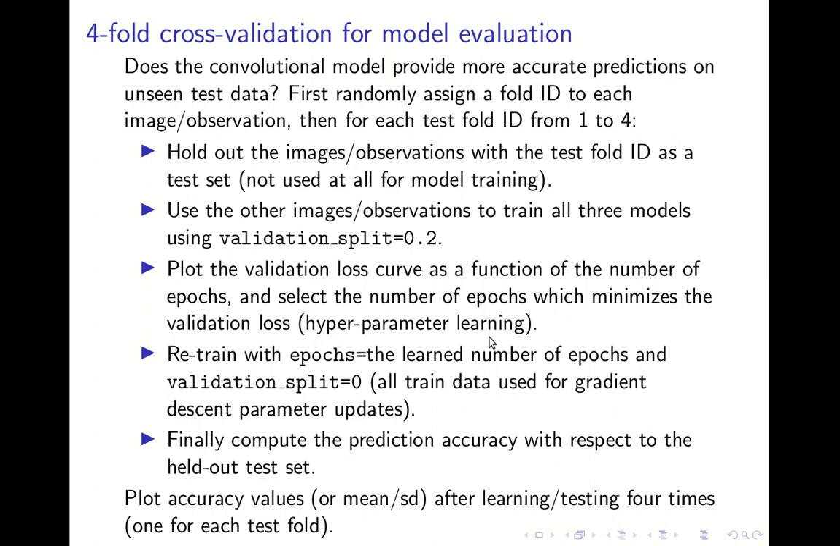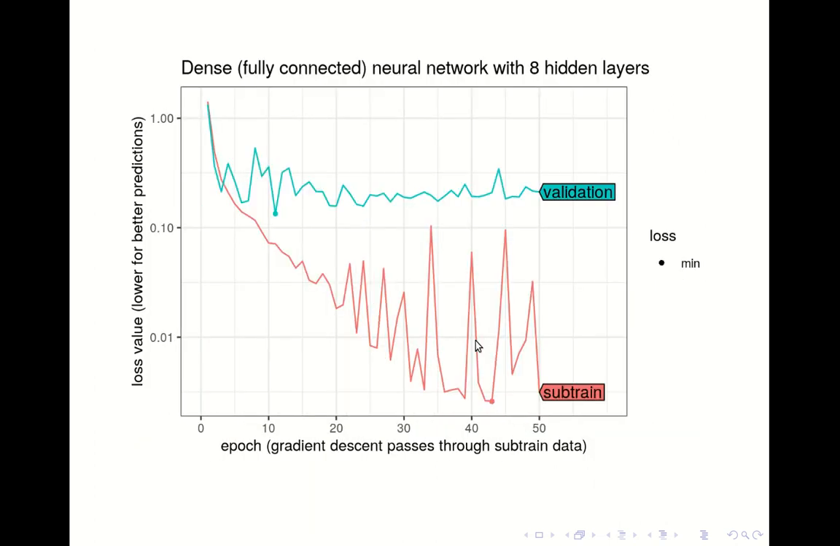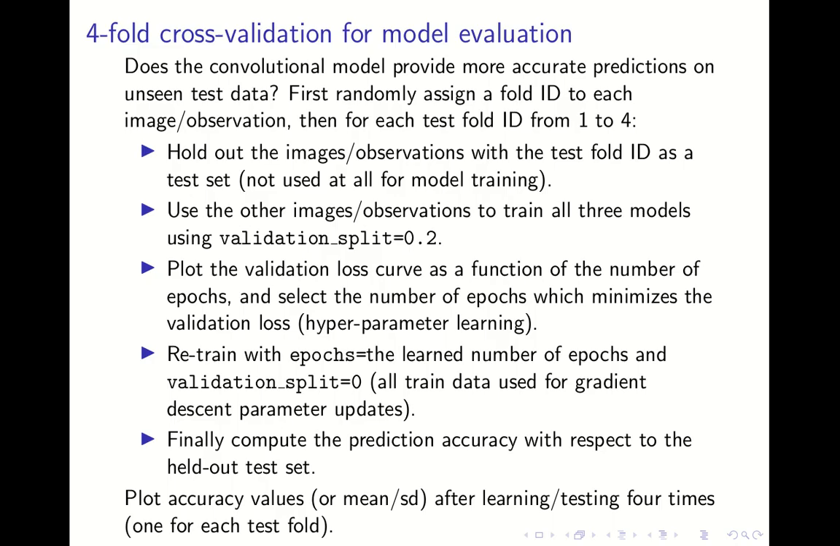At that point, we figure out what is a good number of epochs. Given this validation loss curve, we can say that about 10 epochs is the right number of epochs for this particular neural network and this particular data set. After having learned that, we actually retrain with epochs equals that learned number of epochs. In that previous case, we'd retrain with epochs equals 10, and with validation split equals 0. That means use all the training data for gradient descent parameter updates. So still, we haven't used any of the test data yet.